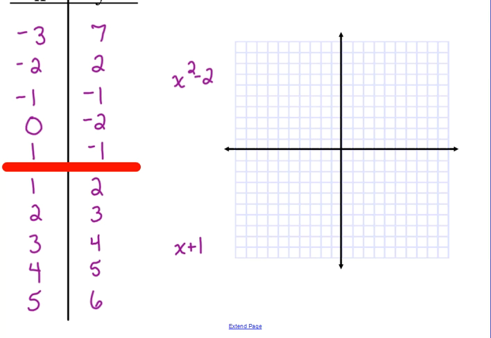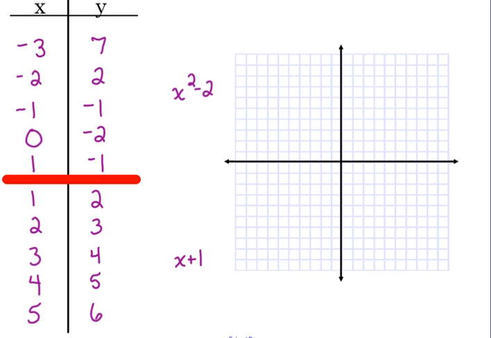Okay. There's one more thing that we need to do before we start plotting these points on our table. This first piece was when x was less than 1. This second piece was when x was greater than or equal to 1. So at that point, 1, -1, I'm going to put an open circle because technically for that piece, I'm not supposed to equal 1 for my x value.